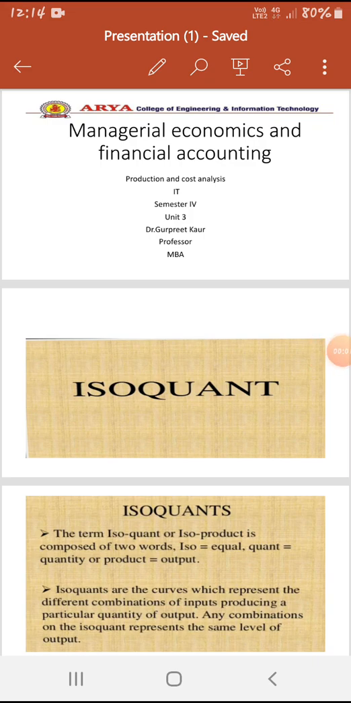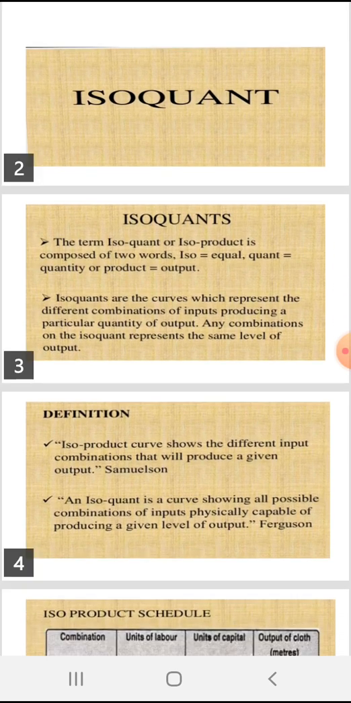Production and cost analysis. The topic is ISO-Quant. The term ISO-Quant or ISO product is composed of two words: ISO, which means equal, and quant, which means quantity or output. ISO-Quants are the curves which represent the different combinations of inputs producing a particular quantity of output.